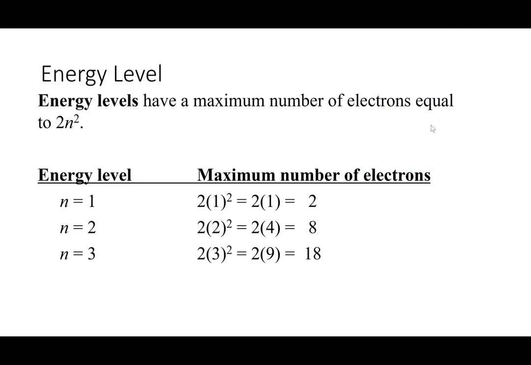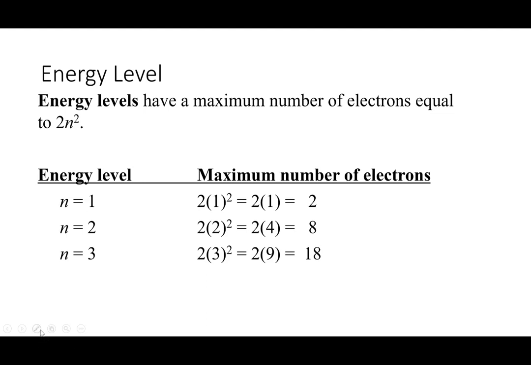Those bookshelves are called energy levels. Each energy level holds a maximum number of books, or a maximum number of electrons. So the equation to determine the energy level is 2n squared. What is n in this case? It's whatever bookshelf you're on. So if it's the first bookshelf, n equals 1. If it's the second bookshelf, n equals 2, so on and so forth.